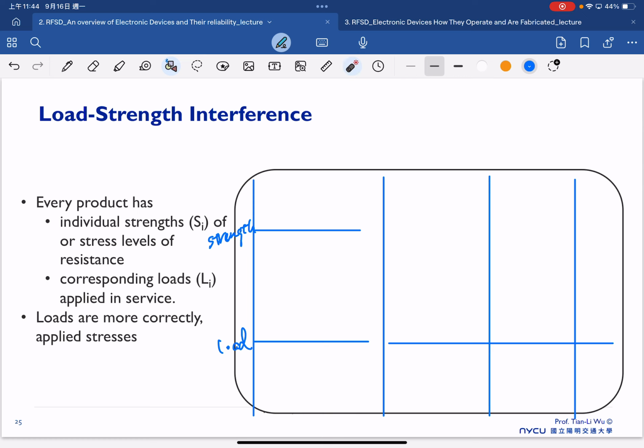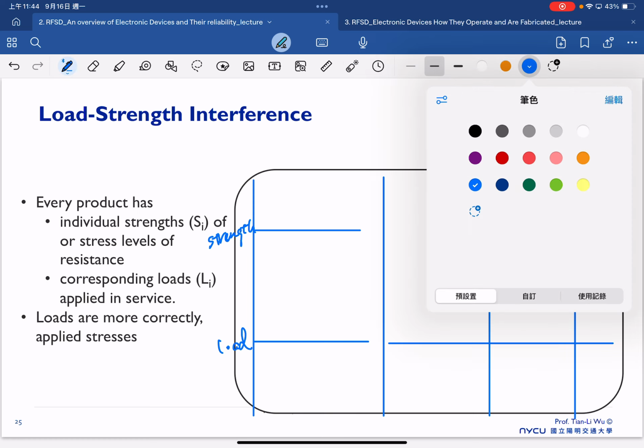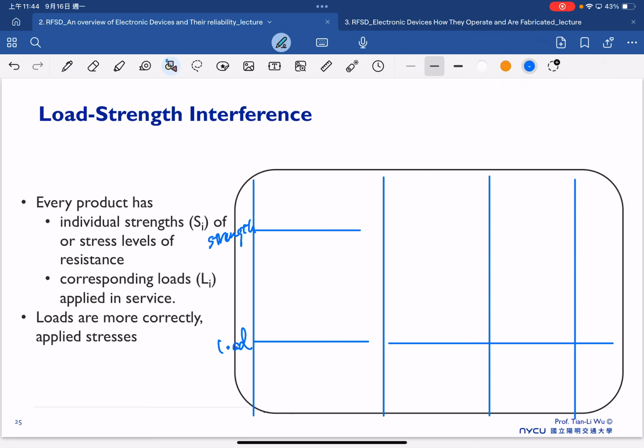So the load is the same. The load means the amount of something you want to carry, so that can be considered as a load. What you need to carry is the same, but your strength, your power, is degraded. So that means with a certain time, the strength here starts to degrade.